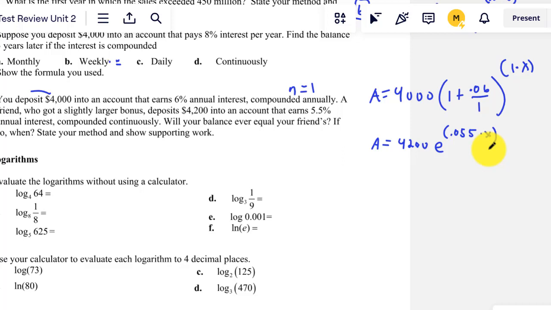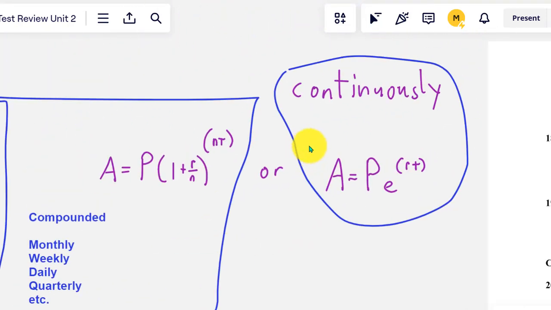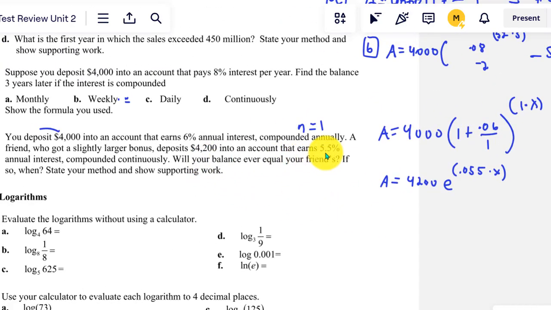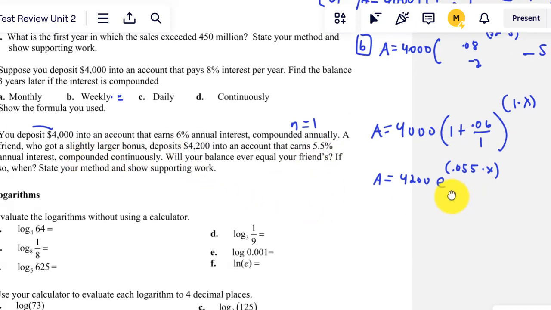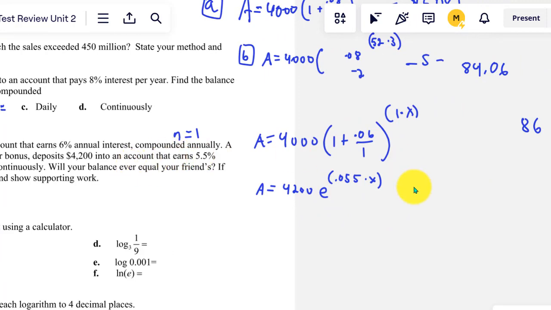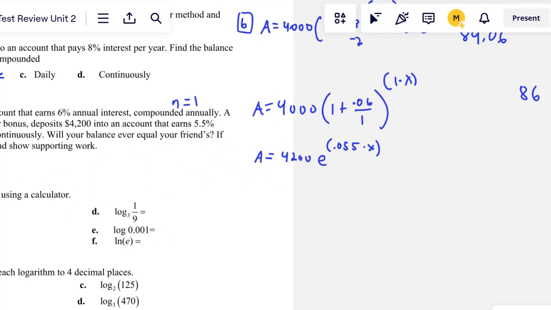So what we need to do is graph both of these and get the intersection, all right? And again, why did I use this second equation with the e? Because as soon as you see the word continuously in a problem, this is the equation you're going to use. So for 19, it says your friend is getting 5.5% compounded continuously, so I use PERT. So we're going to graph both of these equations and see where they intersect.